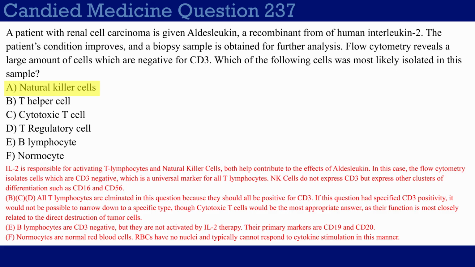Choice E, B lymphocytes. These are CD3 negative, but obviously they're not activated by IL-2. And I guess remember that they have CD19 and 20 on them. And of course, when you hear that, you might want to be thinking about how CD20 is targeted by rituximab, so you can use it for certain B-cell diseases like B-cell lymphomas, CLL, and whatnot. Choice F, normocyte, is a distractor. Normocyte just means a normal red blood cell. So I just threw in a stupid term here to play medical thesaurus with you because USMLE also likes doing that.